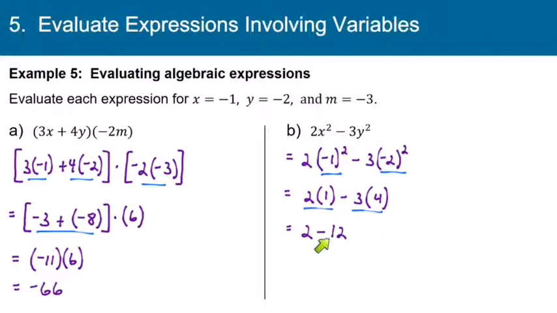So now we have 2 minus 12. That's equivalent to 2 plus negative 12. We can see that the signs are different, so we subtract and use the sign of the larger number. And 2 plus negative 12 will be negative 10.